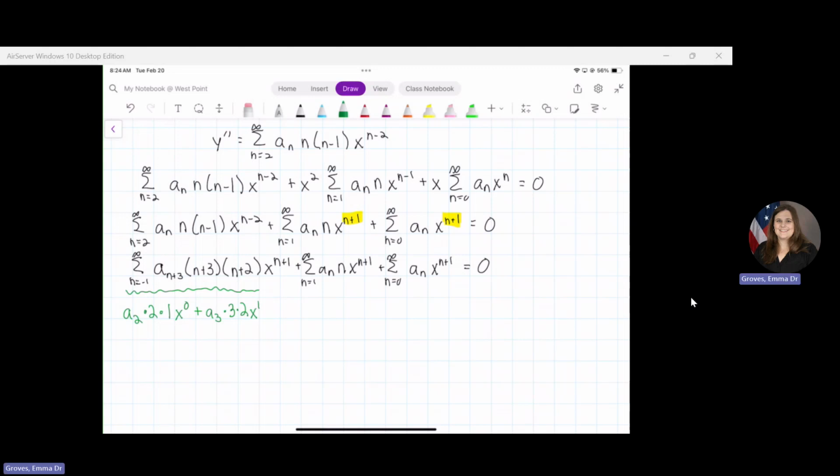And now that I've written out the first two terms, my next index would be 1, right? So I'm just going to write n equals 1 to infinity, a_(n+3), (n+3), (n+2), x^(n+1). And I haven't lost anything because I wrote out those first two terms separately, the -1 term and the 0 term, and then everything else. Does that make sense to everybody?